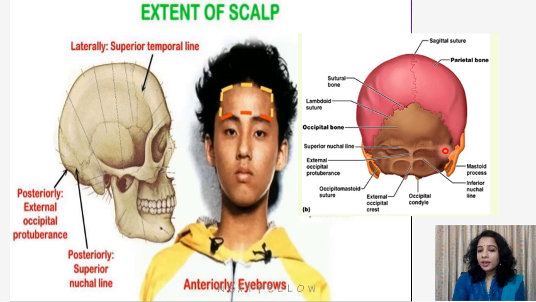On each side we are having the nuchal lines. So posteriorly up till the nuchal lines and external occipital protuberance. Laterally the scalp extends inferiorly up till the zygomatic arch. So the term scalp is applied to the soft tissue which is covering the vault of the skull or the calvaria of the skull.